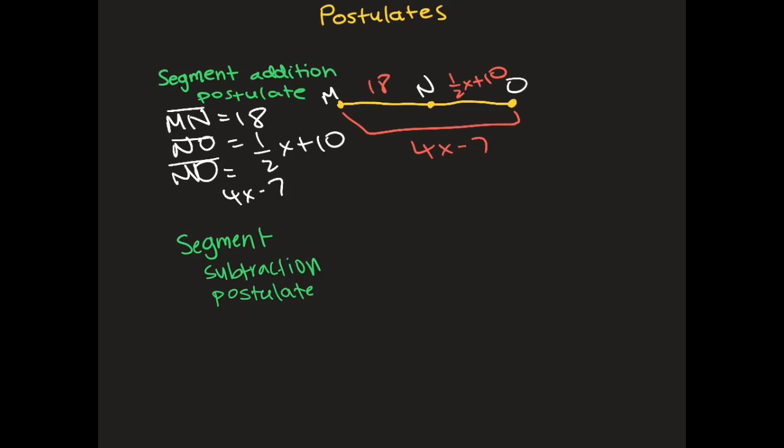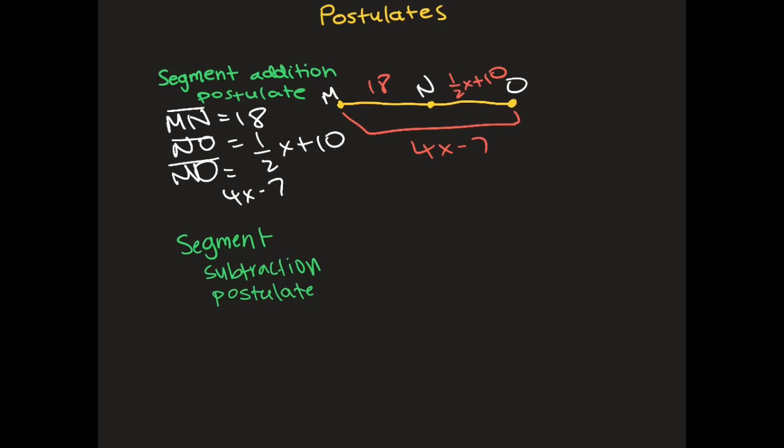So when you take both of those parts together, it'll create the entire line. So that would be MN plus NO is MO. The only actual step to this postulate is you have to take your information that you're given. So you're given MN, you're given NO, and you have to add them and set them equal to MO.